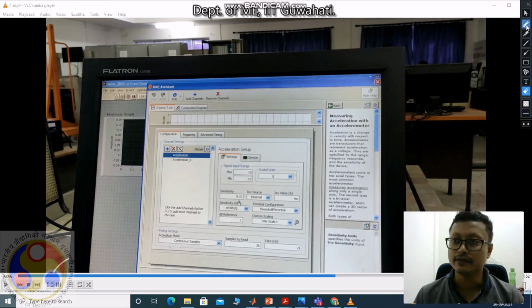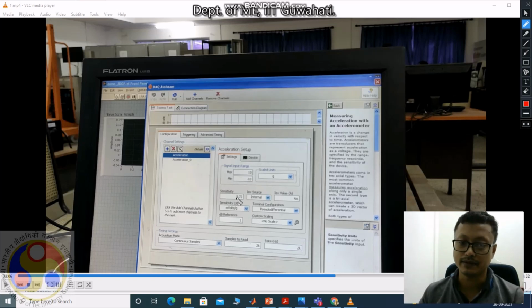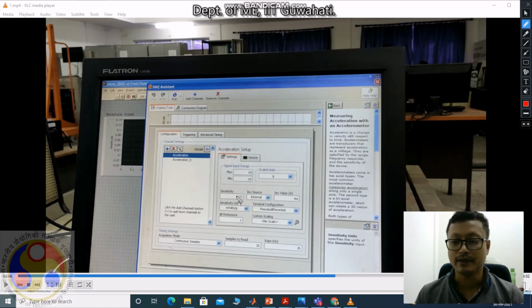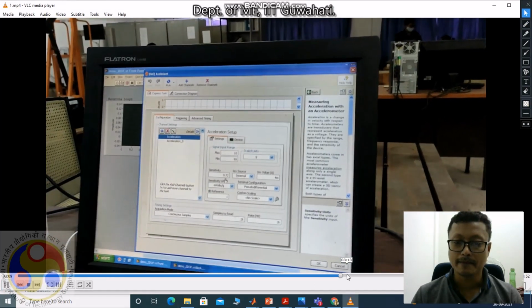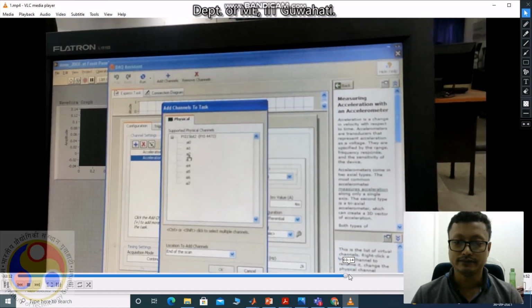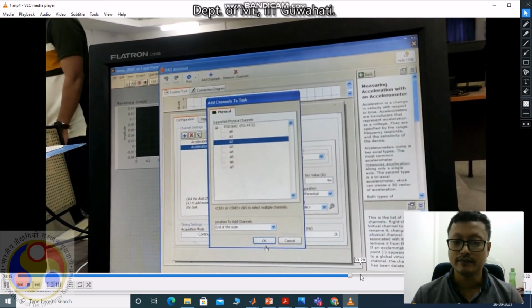And here, if you remember from the free vibration of cantilever beam, you need to put the sensitivity here. The sensitivity depends on the calibration chart shown with the particular accelerometer. So we have the calibration chart, and accordingly we need to put the value. For the accelerometer we are using here, the sensitivity is 9.72 millivolt per g. So we are putting this value here. Okay, this is the value we put here.